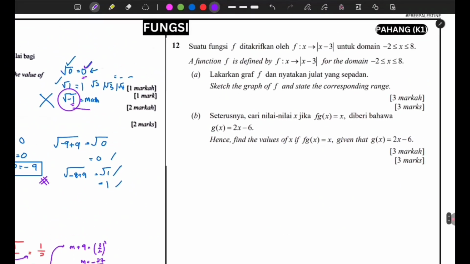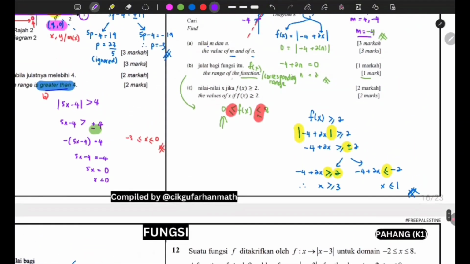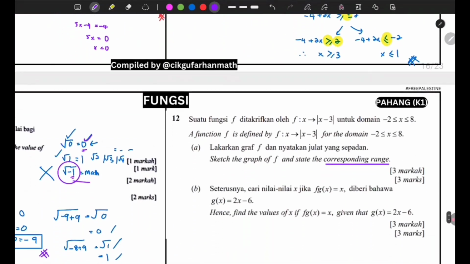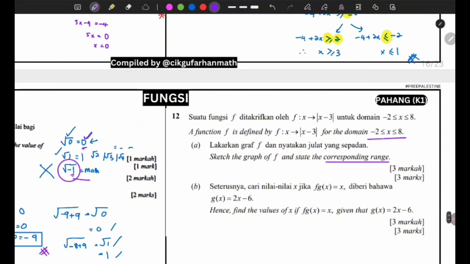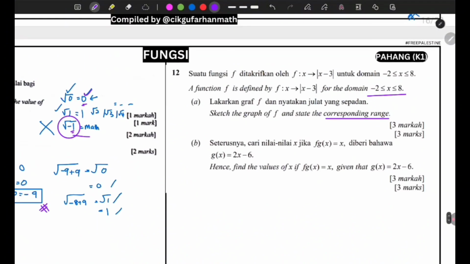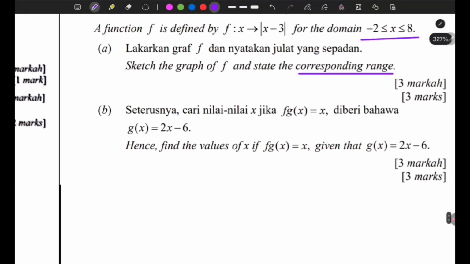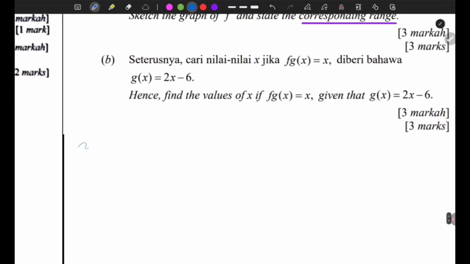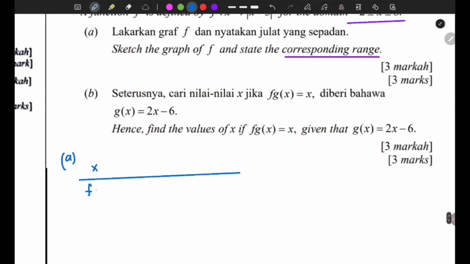Next, sketching the graph and state the corresponding range. Remember I told you just now, sometimes they say state the range of functions, sometimes they call it corresponding range. It's the same. They give us the domain, the range of the domain. So to sketch the graph, the first step is to draw a table. X, this one is fx, right? So do a table.